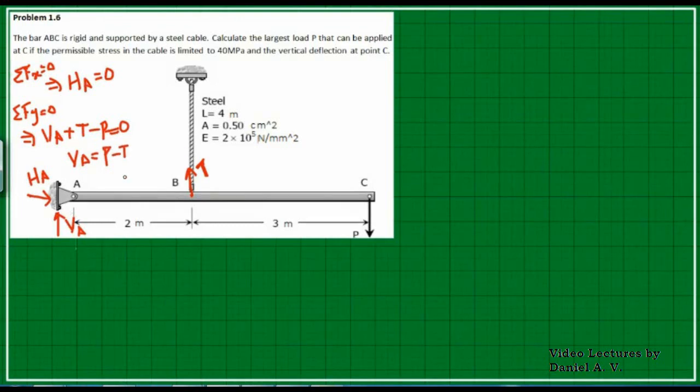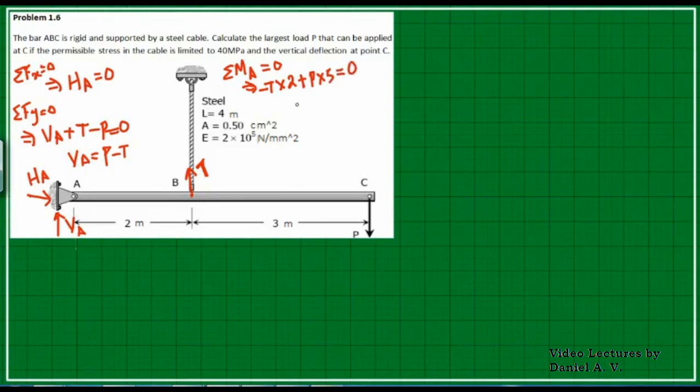Now, there are three unknowns, so we need three equations, and the third equation is sigma M. In this particular case, I will consider A as the point about which I am taking the moment, because there are two forces whose lever arm will be 0. So the best thing is to take moment about A. What I will get is that this T is going to generate some moment: T times the lever arm, which is 2. So I get T times 2, which is going to make this portion AB rotate anti-clockwise, hence it is minus. And then there is P, the lever arm will be 5 meter, and it is going to make this beam rotate clockwise. So plus P times 5 equal to 0.